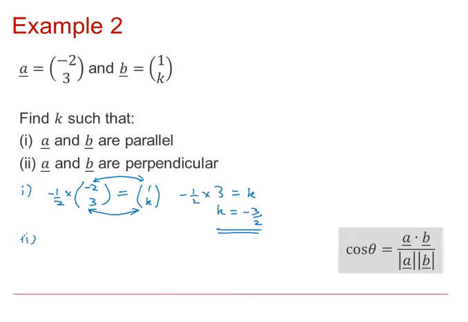So on part 2, it's a different problem now. We want A and B to be perpendicular. If they're perpendicular, we need A dotted with B to be 0. If we dot them together, we get minus 2 plus 3k is 0, and that gives me k is 2 thirds.